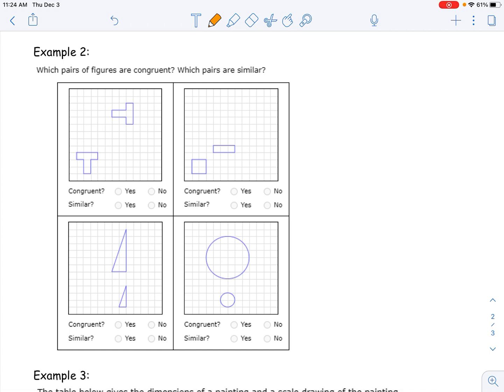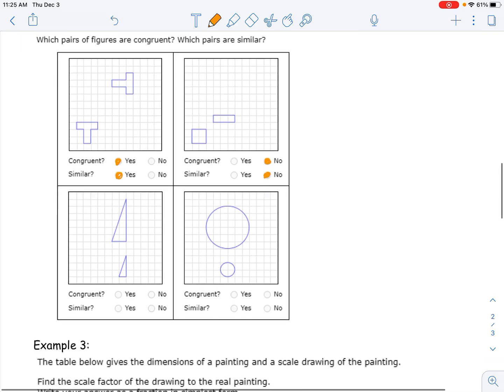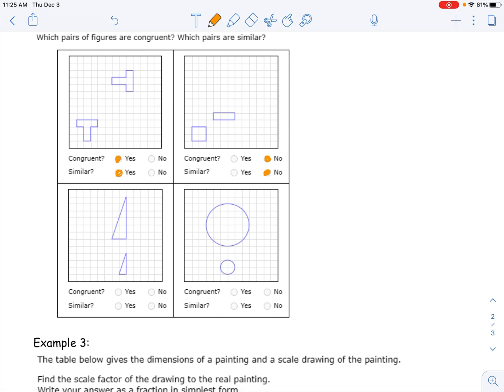Continuing, which pairs of figures are congruent and which ones are similar? If they're congruent, they're the same size and the same shape. Similar just means same shape. So these ones are the same size and the same shape, so they're both congruent and similar. For the next one, they're not even the same shape, so neither would be true. For the next one, they are the same shape, but they're not the same size. And for the next one, they are the same shape again, but they're not the same size.